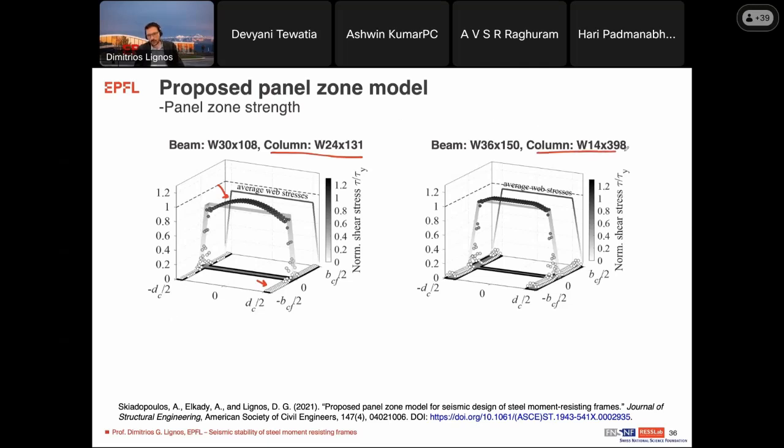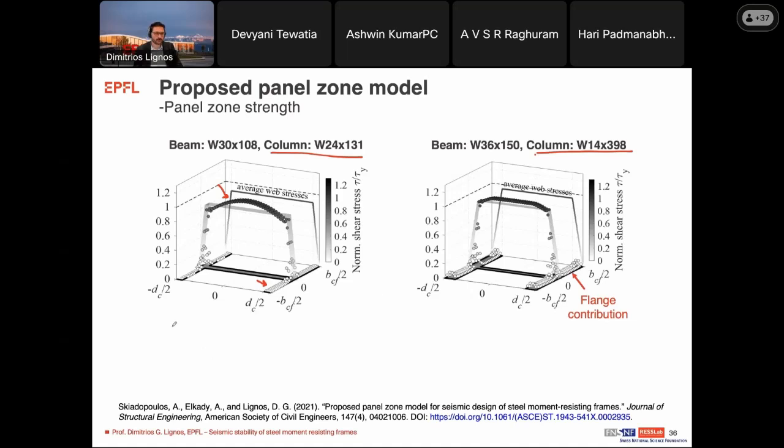But if you are looking at columns with more stocky cross sections, then the flange contribution starts to become important. So for these cross sections, the panel zone models should definitely be revised. Also, if you are looking at the web, here you see that the assumption of uniform web stress is actually true only for the case of stocky cross sections.